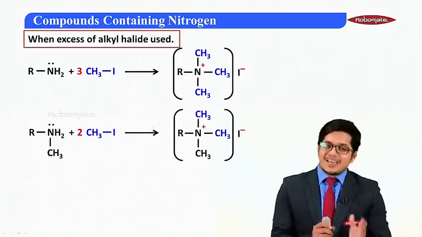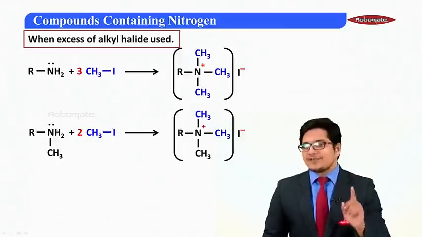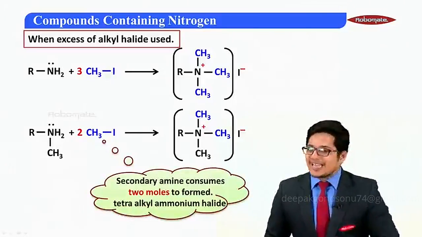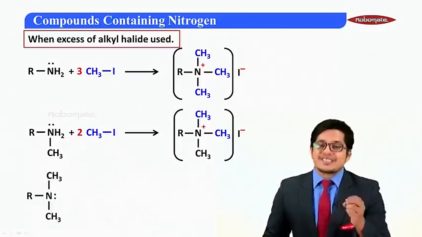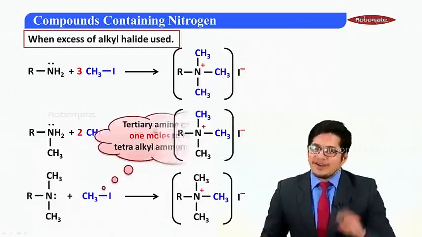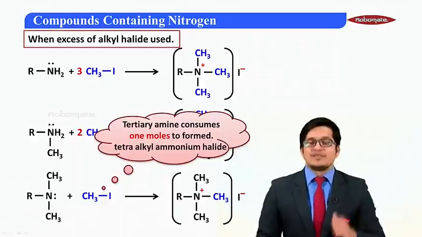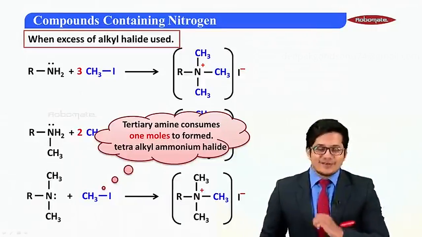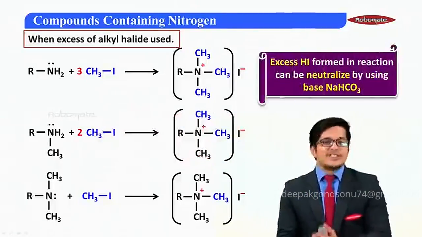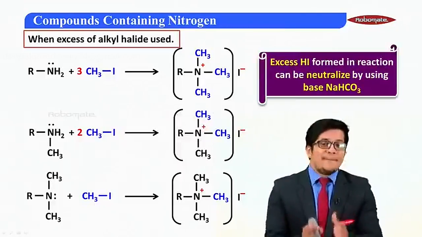To this, again we are adding CH3I. But now, if we want a quaternary ammonium salt, how many moles should be used? It should be 2 moles. And lastly, if we take a tertiary amine, and to this we add CH3I, then remember we need only 1 mole for getting a tetraalkyl ammonium salt. Also, the excess of HI formed in this entire reaction is neutralized using NaHCO3, that is basic in nature.